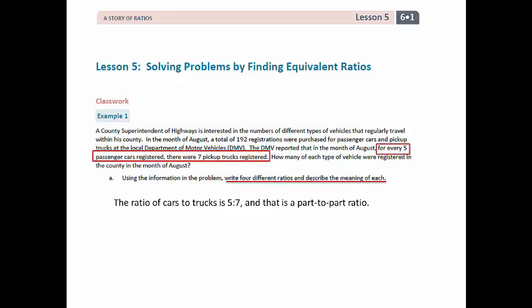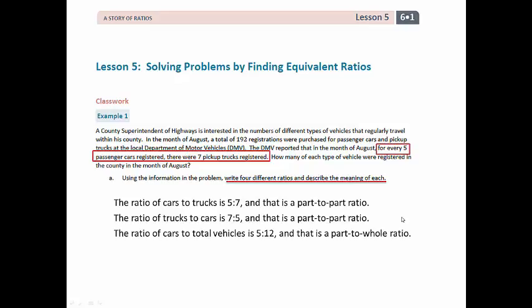The ratio of cars to trucks is 5 to 7, and that is a part-to-part ratio. 5 and 7 are both part of the whole amount of vehicles. So 5 is a part and 7 is a part. It's a part-to-part ratio. Another ratio we could say was the ratio of trucks to cars is 7 to 5, and that is also a part-to-part ratio. Part of the total vehicles was 7 trucks, part of the total vehicles was 5 cars.